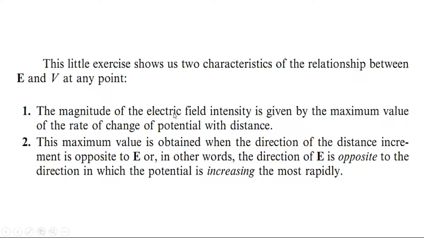So the magnitude of the electric field intensity is given by the maximum value of the rate of change of potential with distance. You will get to know about this point later. Now this maximum value is obtained when the direction of the distance increment is opposite to E, or in other words the direction of E is opposite to the direction in which the potential is increasing the most rapidly.